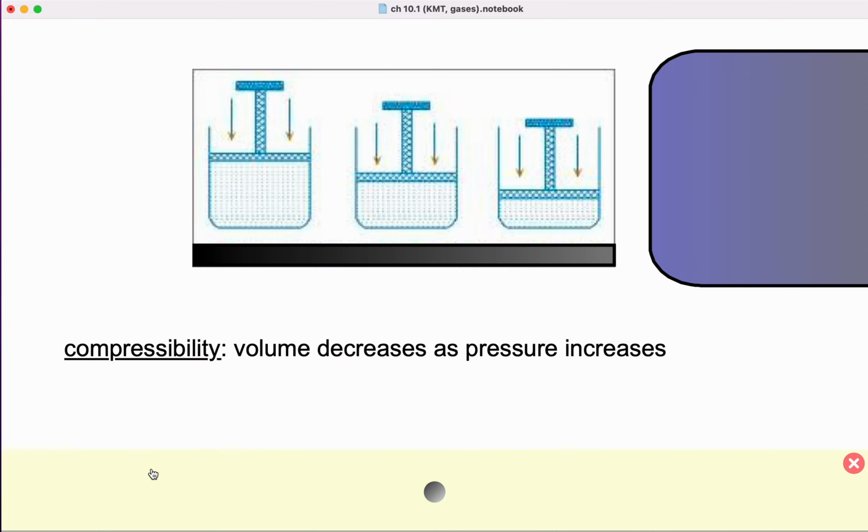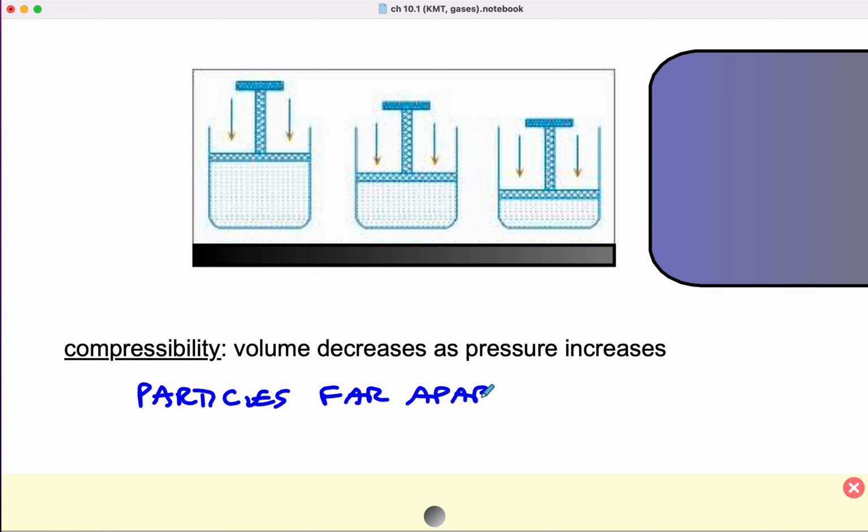Okay? This property is called compressibility. And I'll demonstrate this in class. The volume of a sample of gas decreases as the pressure on the sample of gas increases. So once again, I'll ask the question, which part or parts of the kinetic molecular theory most directly explain compressibility? That also would be because the particles are far apart from one another relative to their size.